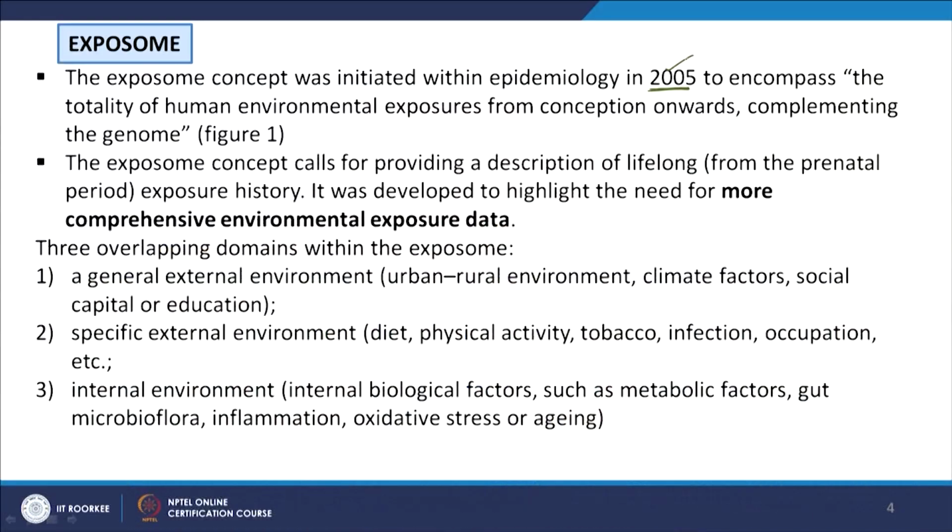Now, by this time, many studies in public health had demonstrated that it is not always one single source that makes all the difference. At times the health of the community members is already compromised, and then there is a trigger which allows the pathogen to infiltrate and to colonize the bodies and make them fall sick. So, when this understanding gathered momentum, then in 2005 in a seminal paper, the scientists started talking about the totality of human environmental exposure from conception onwards, complementing the genome.